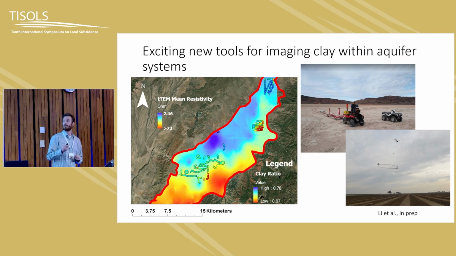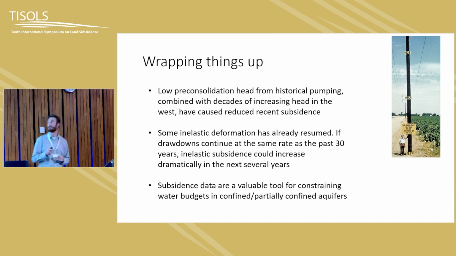Okay, so wrapping things up, kind of ending where we started. I hope I've convinced you that the low preconsolidation head in the western part of the San Joaquin Valley is what's really driving these lower rates of subsidence. And while we have some inelastic deformation now, we can expect a lot more in the future if we continue in that same western region at the same rates of drawdown that we have had for the past 30 years. And that these subsidence data can be a really valuable tool, not just for looking at subsidence by itself, but for looking at water budgets, particularly in these confined basins.